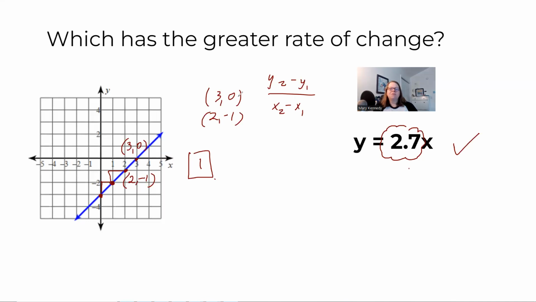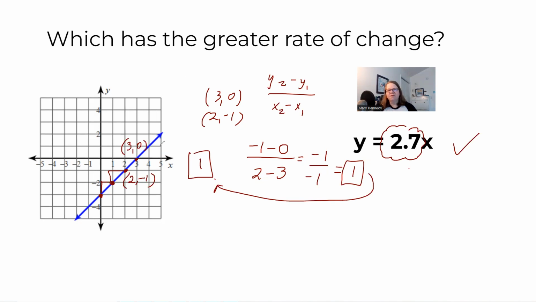Okay. So that means the second y is -1 minus the first one is 0. And then the second x is 2 minus the first one is 3. And so -1 minus 0, that's -1. 2 minus 3, that's -1. Negative divided by negative is positive, and 1 divided by 1 is 1. So that's another way to get our rate of change of 1. So the rate of change is greater at the y equals 2.7x.